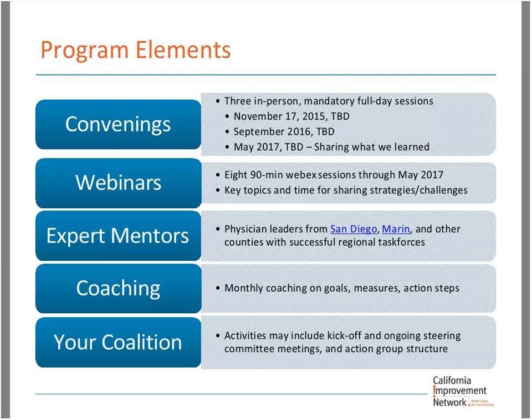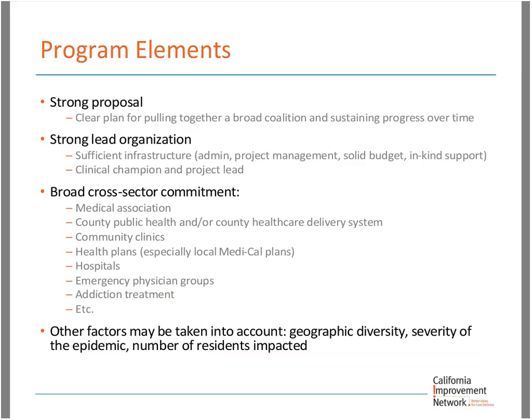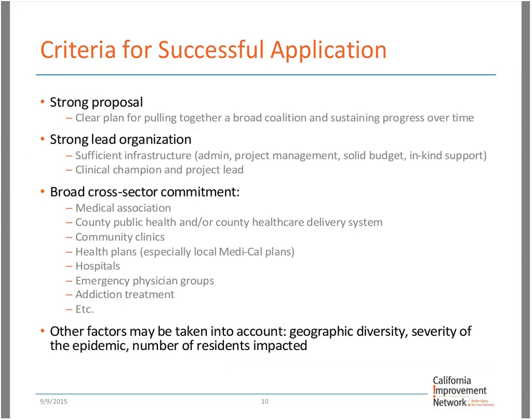So what are the criteria for a successful application? First, we'd like to see a strong proposal that there's either a plan in place or already a broad coalition and a structure that will sustain progress over time. We don't want to just have this be an 18-month project. This epidemic's not going to be solved in 18 months. Our hope is that by pulling people together and getting people going, there will be momentum to continue over time.